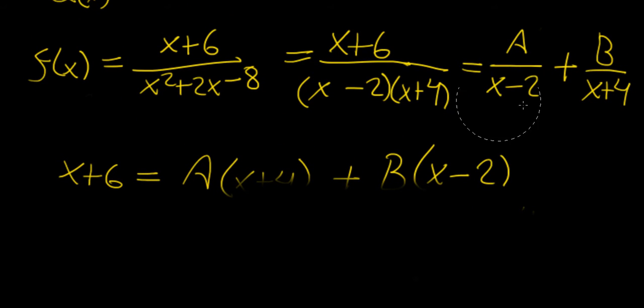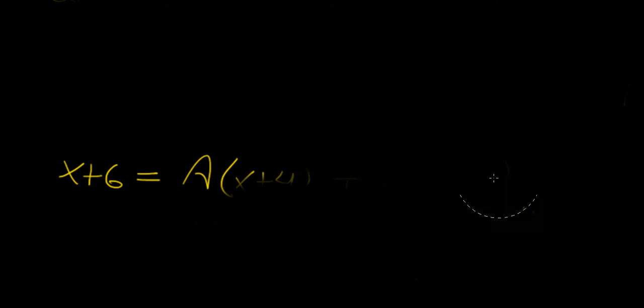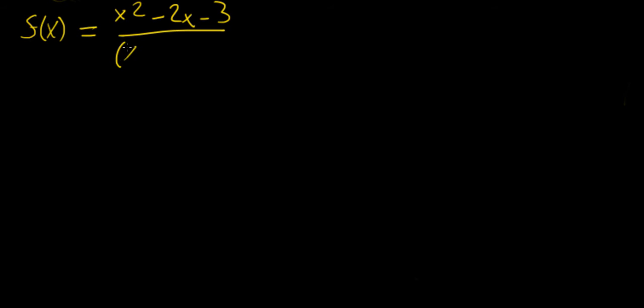There's a really important thing that you need to notice, and that is that whenever you're making this substitution in here, you need to make sure that whatever you have on top for the constants is actually a polynomial that is one order lower than the denominator. So what do I mean by that? Let's say we have the function f of x equals x squared minus 2x minus 3 over x plus 2 times x squared plus 1.